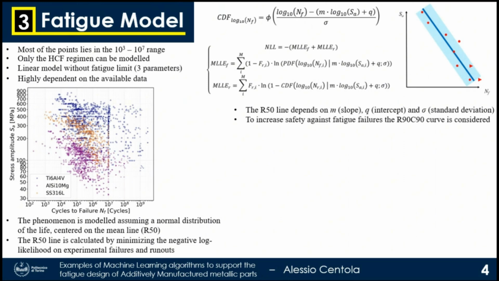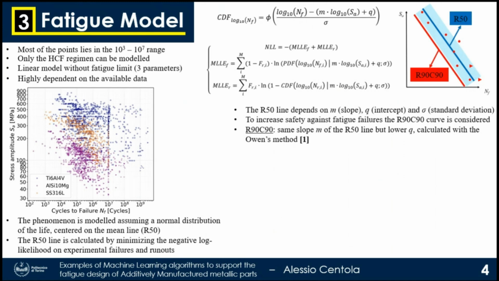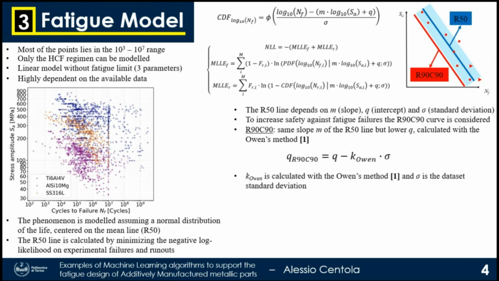To increase safety against fatigue failures, we can, of course, also employ the R90-C90 curve, which has the same slope as the R50 curve but a lower intercept that is calculated with the Owen method, in which we need to calculate the K-Owen coefficient and exploit the dataset standard deviation.